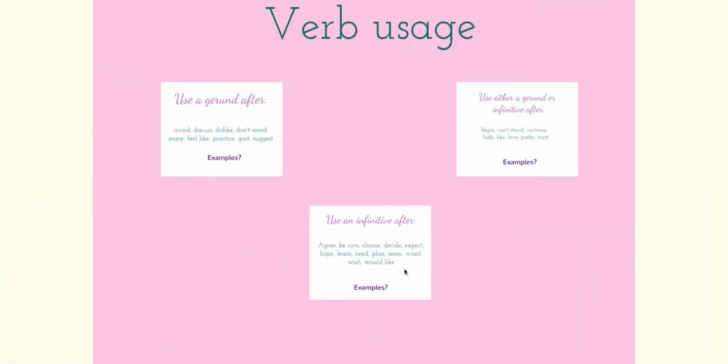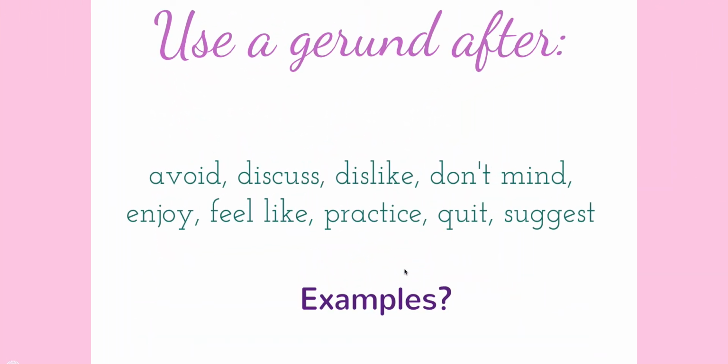Okay, I am going to give you some verbs here, but then I am going to show you a bigger list about this one. You have to memorize these because this is going to be really important for you. There are some verbs that you have to memorize in order to know if you have to use gerunds or infinitives. So let's check the first one. Use a gerund always, every single time that you have these verbs, no matter what.